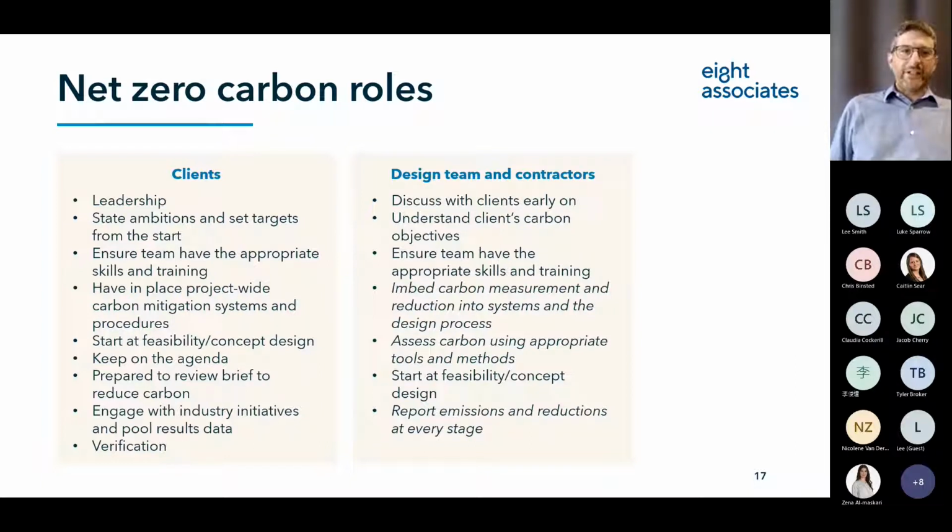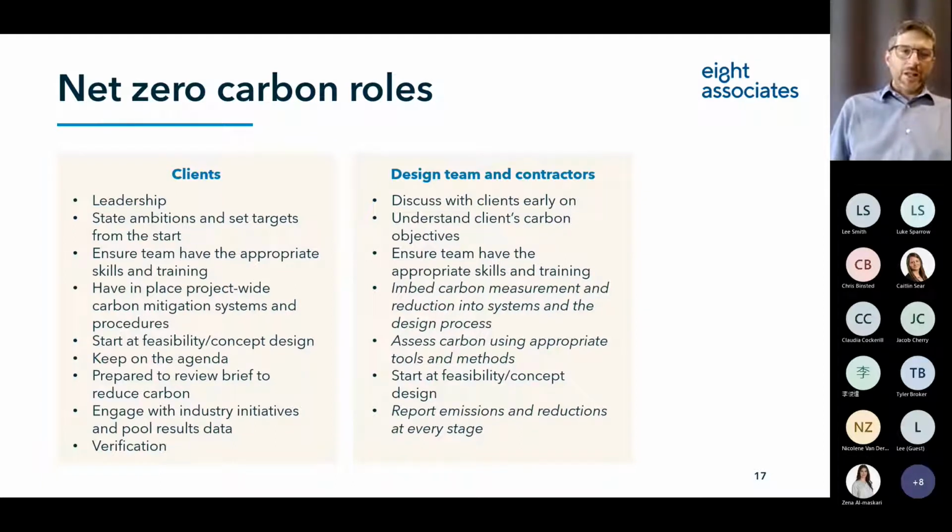I mentioned starting early a few times, keeping it on the agenda. Also, sometimes the design team come back and say, look, we can really save a great deal of carbon here, but it somewhat goes against the original brief. Having that potential to be flexible around the brief in response to the findings of the design team for whole life carbon is important.